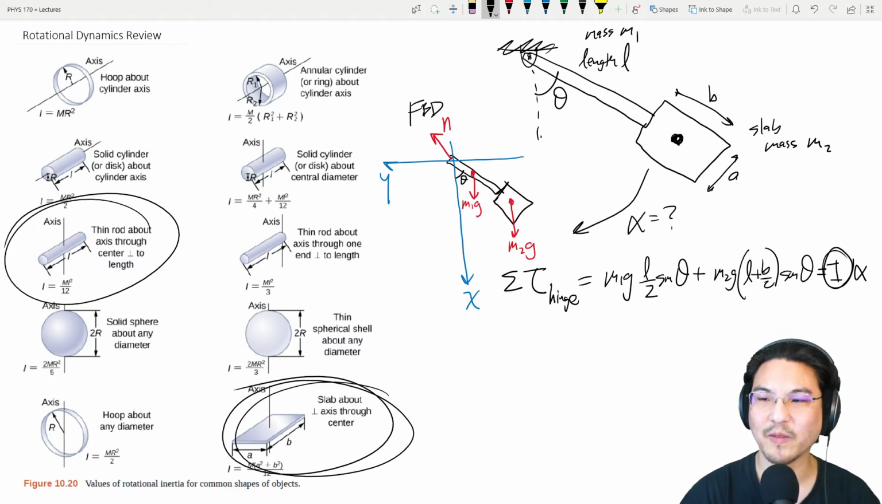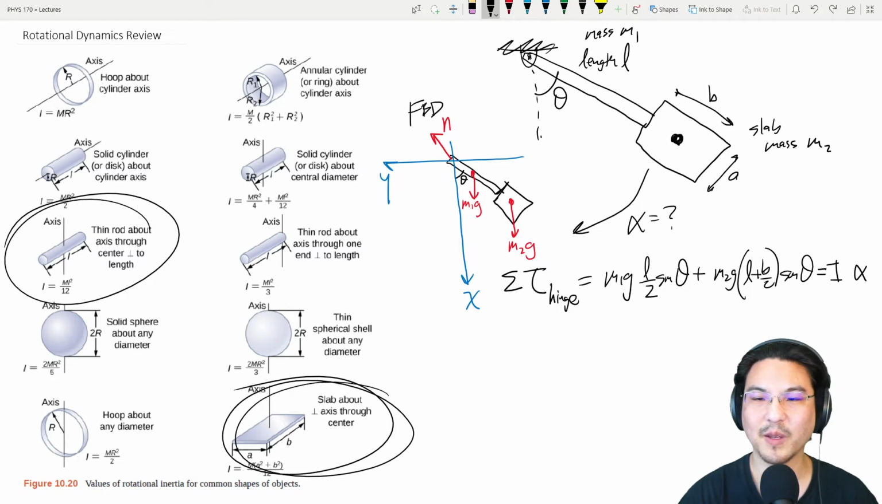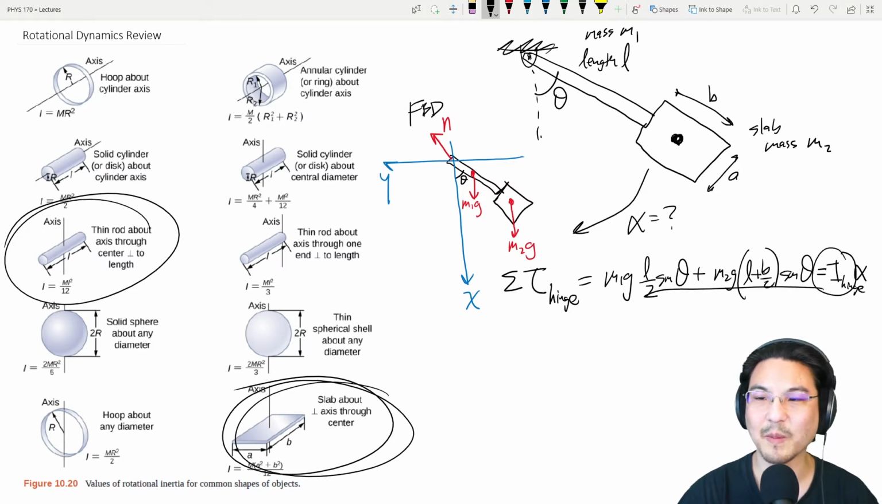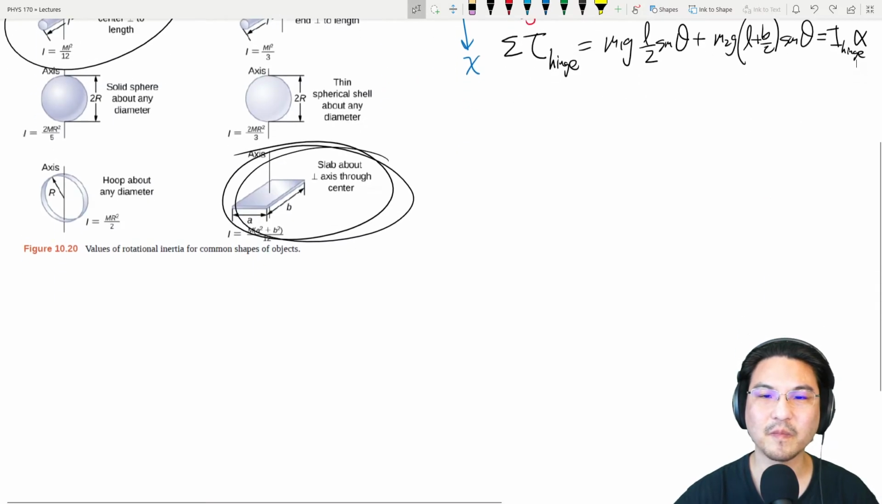Which moment of inertia is this, though? Because I sum torque about the hinge, this moment of inertia also needs to be about the hinge. Okay, so then to solve for the angular acceleration, just move this to the denominator, and then we're done. But what is the moment of inertia about the hinge? So how do we do that?